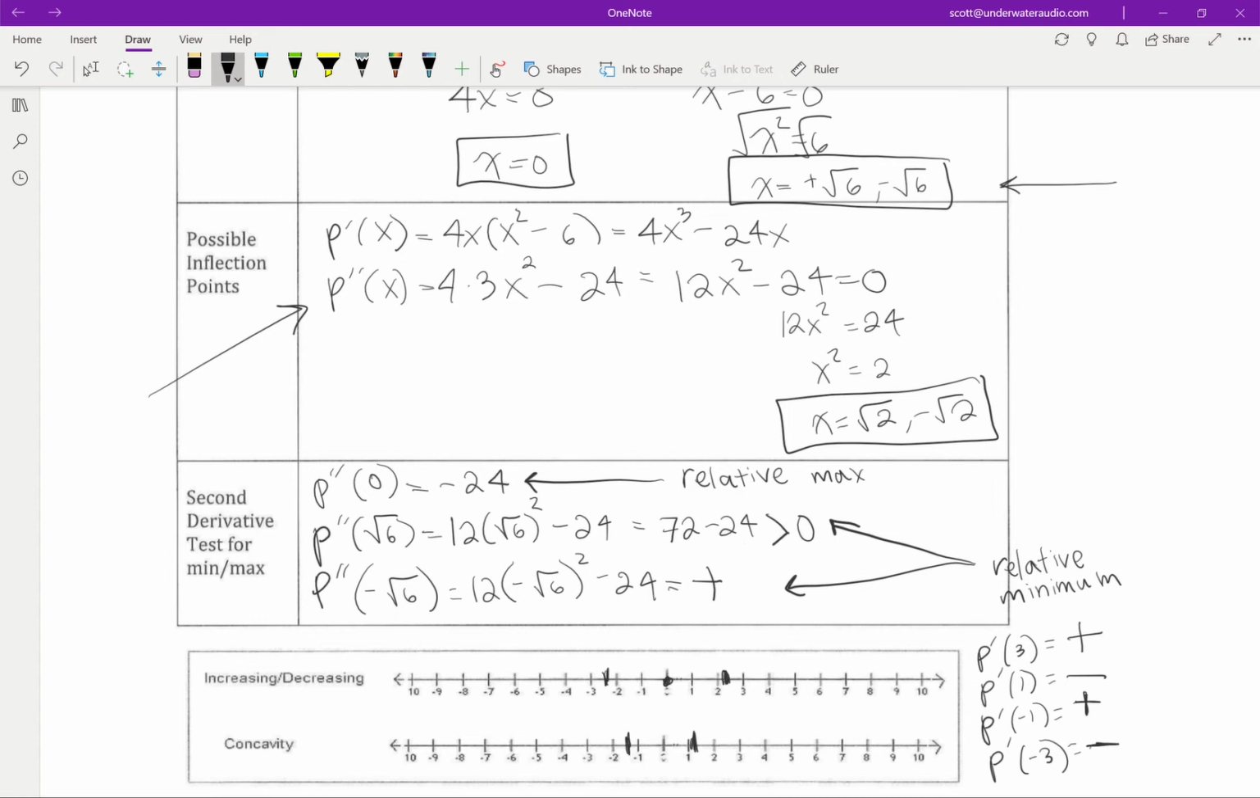So I have to test a couple of points here. I'll do the second derivative at 2 because that's in this interval over here. And then the second derivative at 0. And then also negative 2.